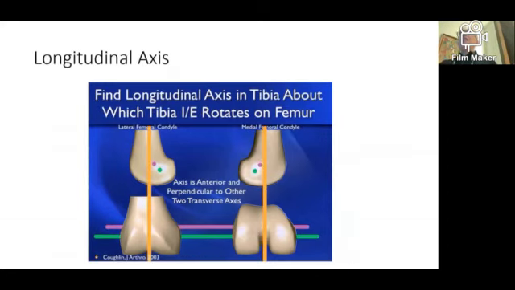And finally, the longitudinal axis is the axis about which the tibia rotates on the femur. This is the tibia. This axis is anterior and perpendicular to the other 2 transverse axes. It was defined by Kallel in 2003. It is not very far. It's 2003.